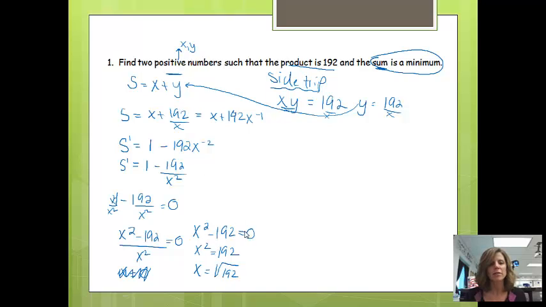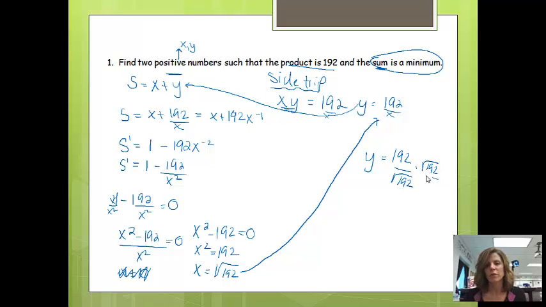My next thing is I would like to find y, so I'll go back up in here and plug it in. So y will equal 192 divided by the square root of 192, which is just kind of crazy. You can either leave your answer like that, which would be fine, or I'm going to rationalize it. I'll multiply by the square root of 192 over the square root of 192, and I'll end up getting 192 square root of 192 over 192. Those cancel, and I just get the square root of 192.